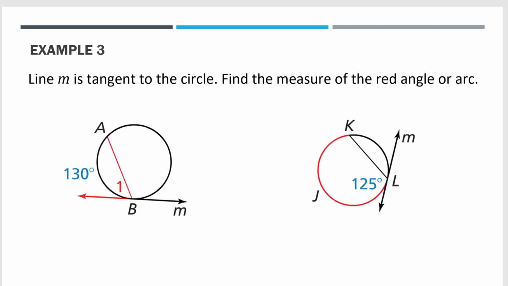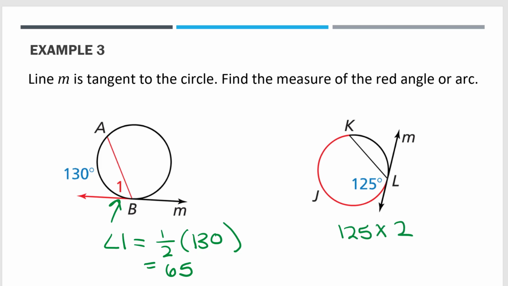So for example 3, line M is tangent to the circle. Find the measure of the red arc or angle. So the red angle, angle 1, is going to be half of the arc. So 1/2 of 130, which is 65. And on the second diagram, find the measure of the red arc. So we're given the angle, and the arc is twice that of the angle. So 125 times 2, so we get 250.